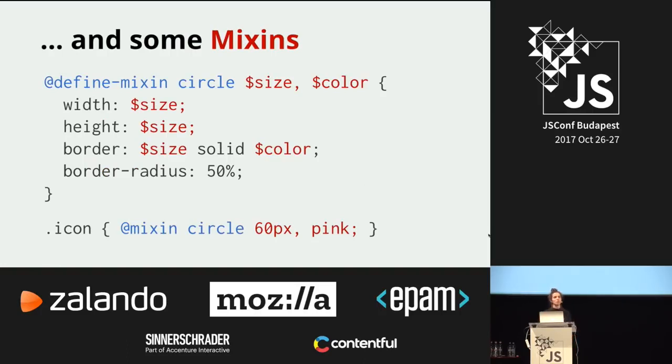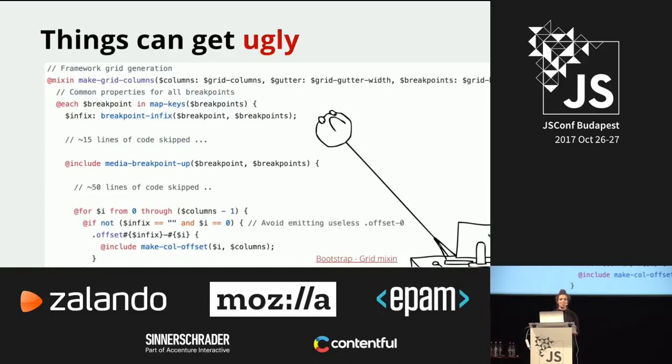So all of this logic is really cool, until at the end of the day, you will end up with something like this. Let me describe this for you. You have a mixin that has an each. After 15 lines of code, you have an include. Inside that include, and after another 50 lines of code, you have a for with an if, with some class, a class with some variables, and another include. And after that, I don't care.